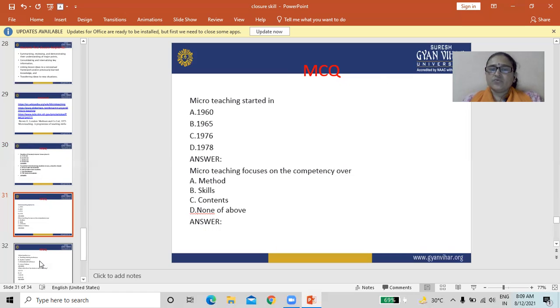Micro teaching focuses on the competency over option A, method. Option B, skills. Option C, contents. Option D, none of the above. Choose the appropriate answer. You have 4 options.